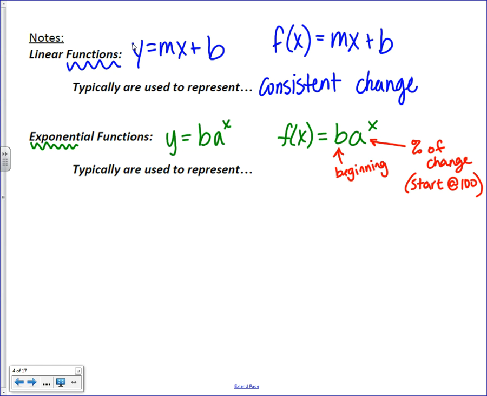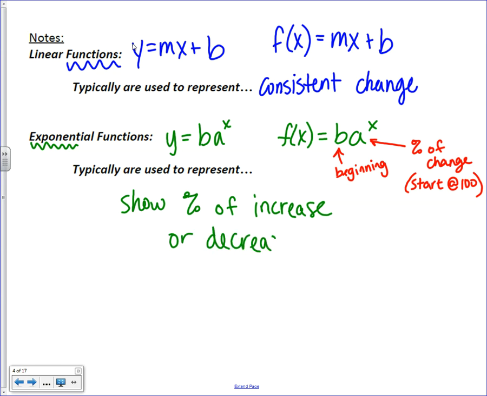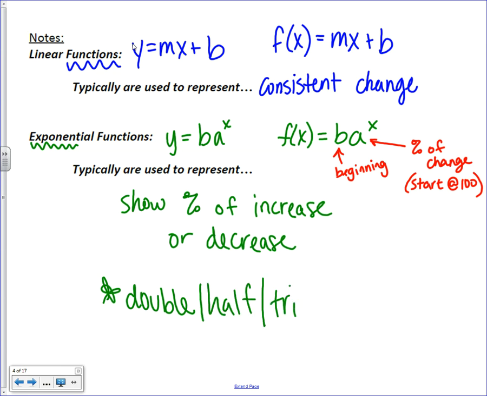Okay, so the question is, when do we use these? We're going to use exponential functions to show a percent of increase or decrease. You also will use an exponential function to double or half or triple something. Double or half or triple. All of that is exponential functions.